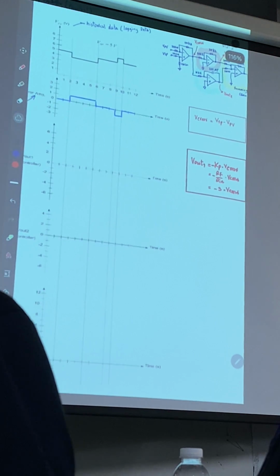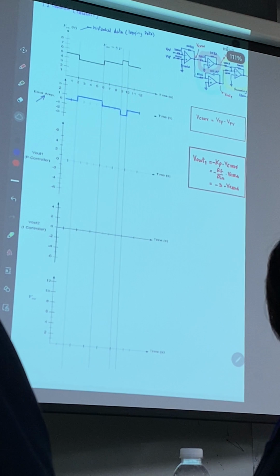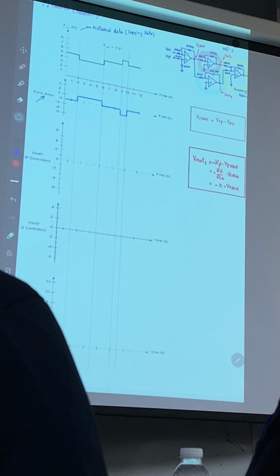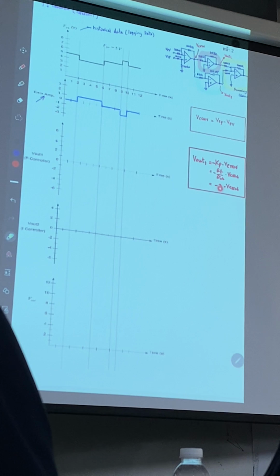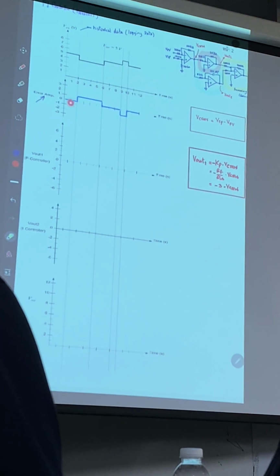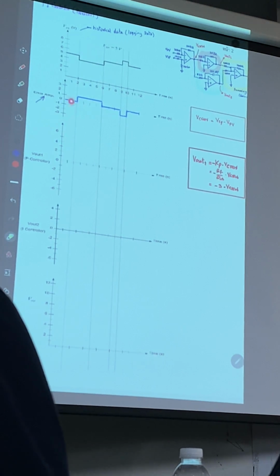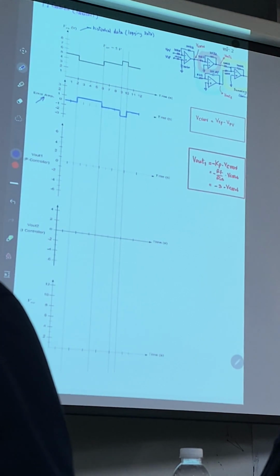Now we try to evaluate Vout. Vout 1 is equal to minus 3 multiplied with V error. So you have to use minus 3 times V error here. V error in the first section here is 0. So you have 0 multiplied with minus 3. Then output will be equal to 0.